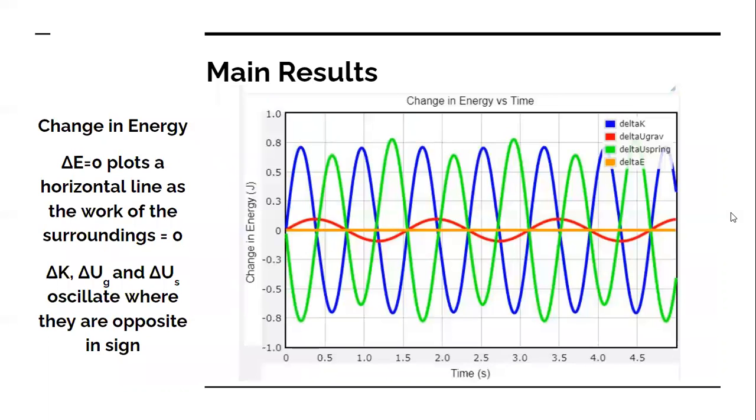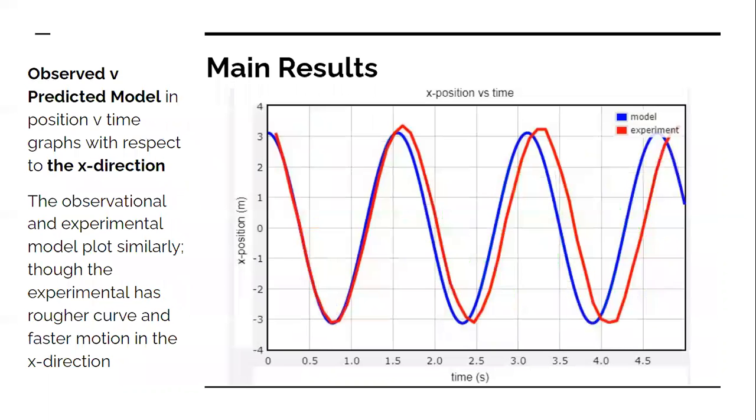Now our main results, when we put this into an energy versus time graph, show that our total change in energy is equal to 0, as it plots a horizontal line, and that our changes in kinetic energy and potential energy are opposite in sign where they oscillate, meaning that their end behavior is different at different crests and troughs. So our observational model and predictive model give us two different graphs of the x position and y position.